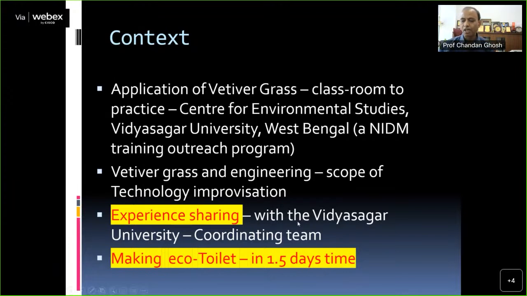Today is, in fact, the experience sharing. And also the eco-toilet part, where, as Professor Paul has shared, people are using it and finding it really homely and natural. Again, natural. We have not used any artificial thing except the water closet. So I will show a little closer picture.